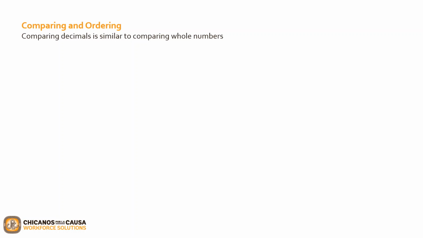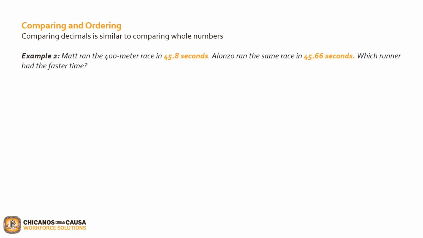Alrighty, let's keep it chugging along. So we are going to be moving on to comparing and ordering. Comparing decimals is similar to comparing whole numbers. But let's see this in an example so that we can see it visually. So our example 2 states, Matt ran the 400-meter race in 45.8 seconds. Alonzo ran the same race in 45.66 seconds. Which runner had the faster time?